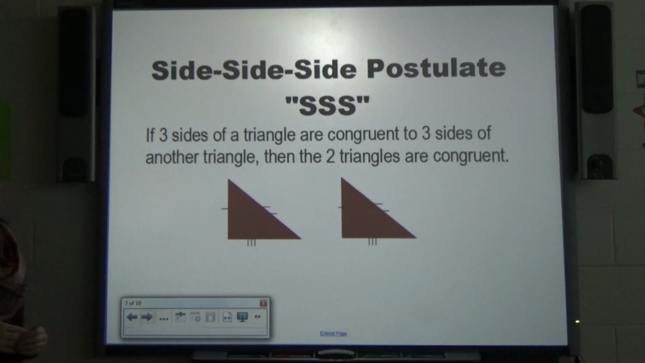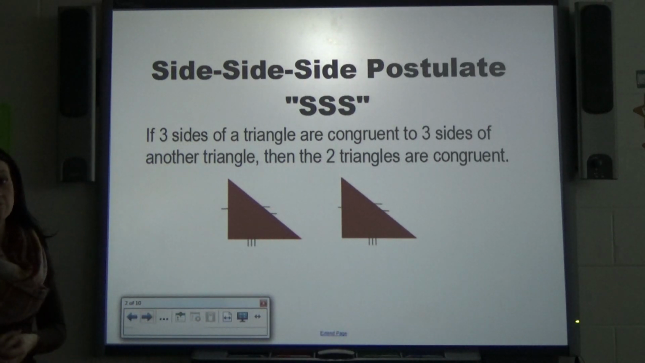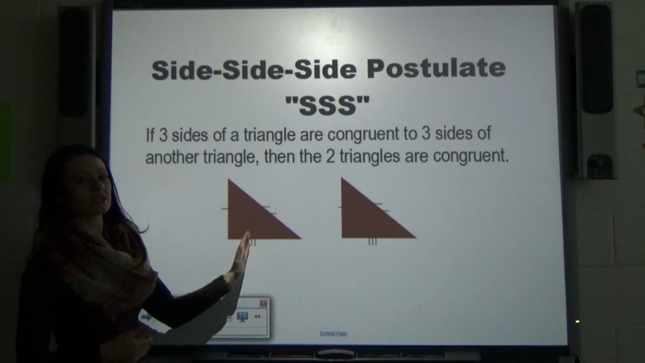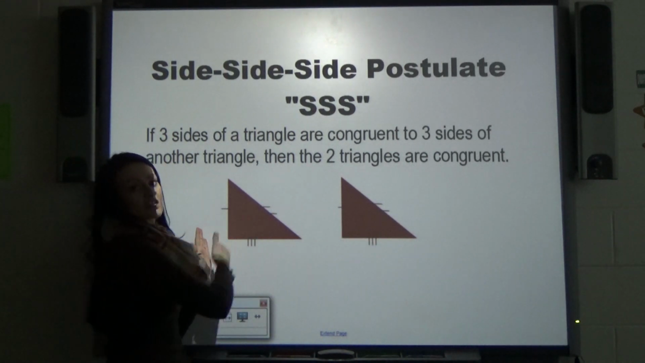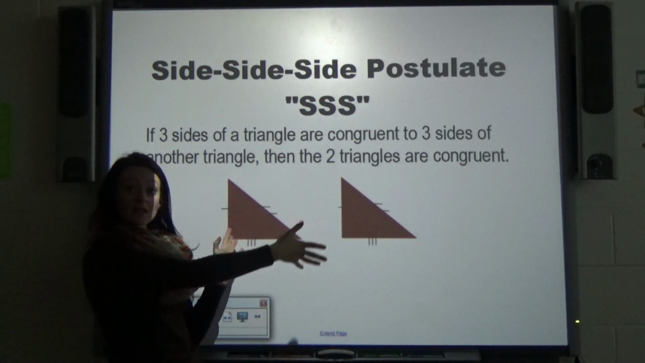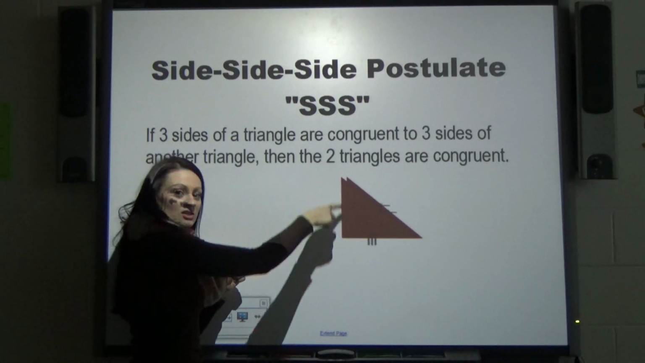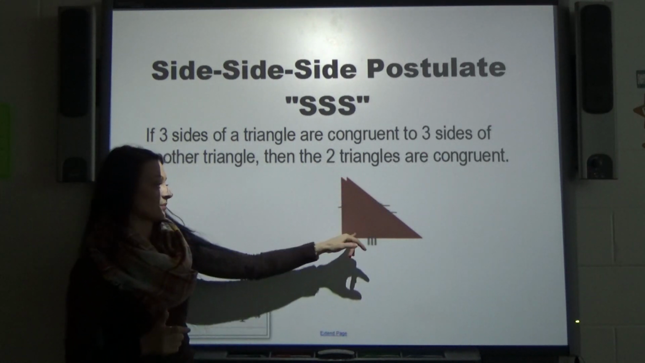So here's the first postulate that we're going to talk about. It's the side, side, side postulate. So this means to me that all three sides of my triangle on the first triangle that I've been given are corresponding and congruent to all three sides on the other triangle that I've been given. So think of this as my pre-image and this as my image. If everything corresponds to what it says it's supposed to correspond to on the other triangle, then I'm good to go. So here, if you notice, I can drag this over. Single tick marks match up with single tick marks, doubles and triples.